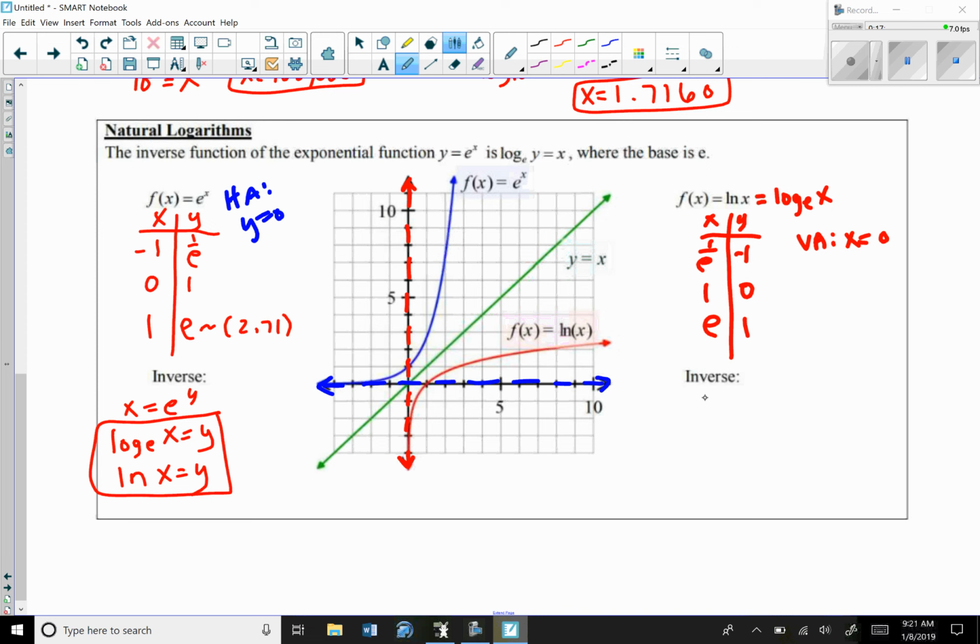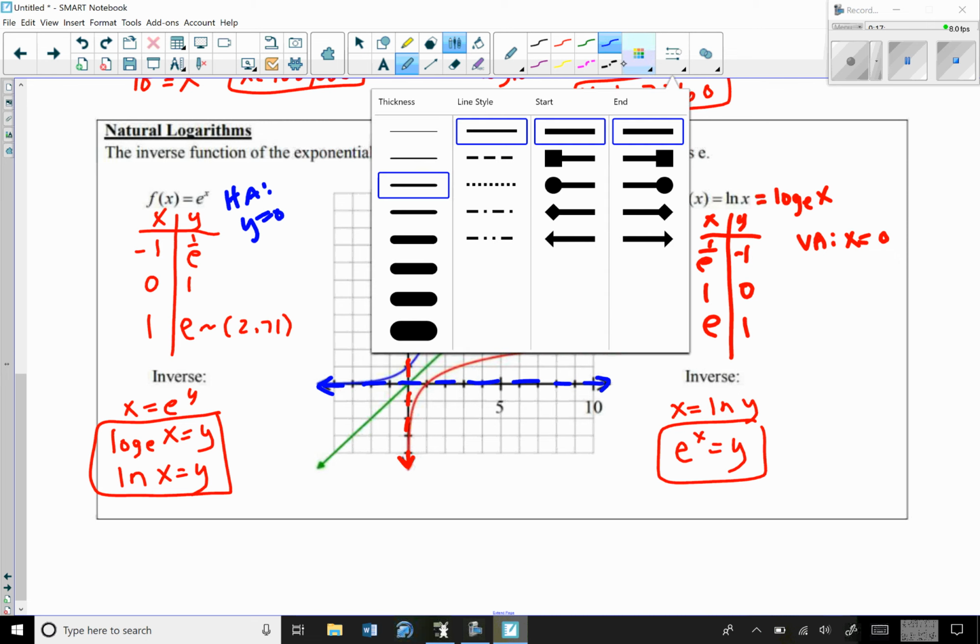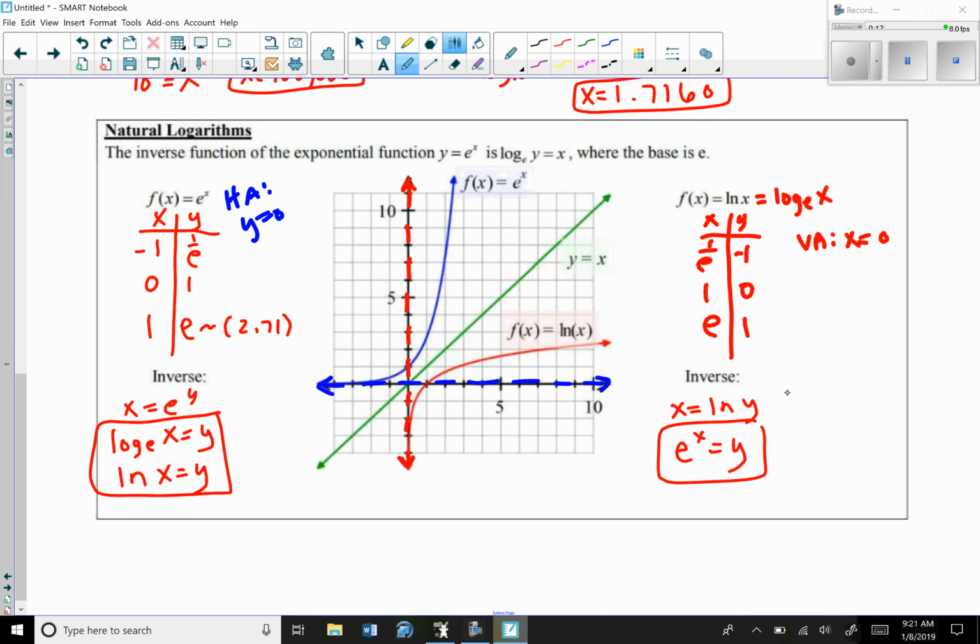So over here, we can do the same thing. We have x is equal to the natural log of y, and then we would put this in exponential form. For natural log, that's always a base of e. So this would be e to the power of x is equal to y. If it helps you to write this using log base e, that's fine. So x is equal to log base e of y, and then put it into exponential form, that's fine. It's the same thing though.